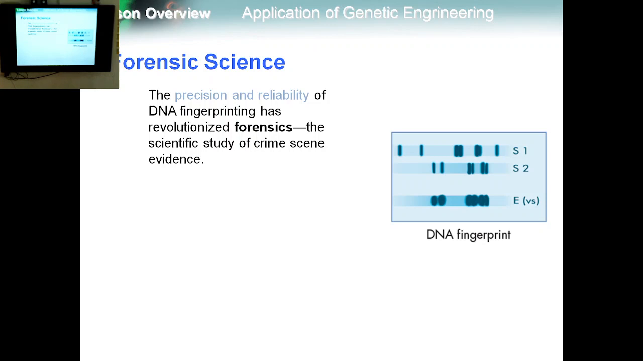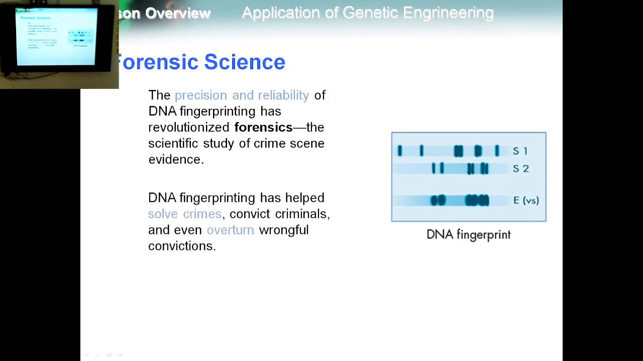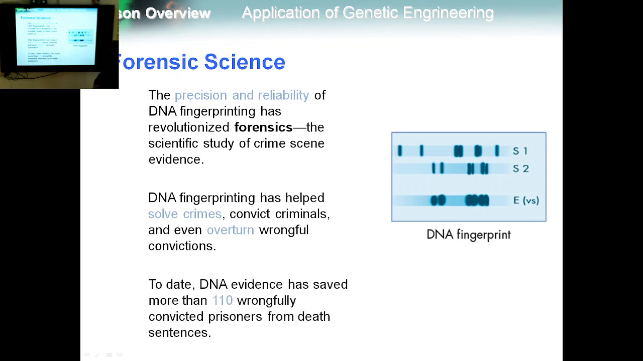So this technology is really used in the forensic sciences. This technique is really precise and reliable in forensic science because they use it to identify the criminal at the crime scene. There is evidence at the crime scene, and they will use the evidence to compare between suspect 1 or 2 or even 3. DNA fingerprinting has helped solve crimes, convict criminals, and even overturn wrongful convictions. And by the way, it has helped free more than 110 wrongfully convicted prisoners from death sentences.